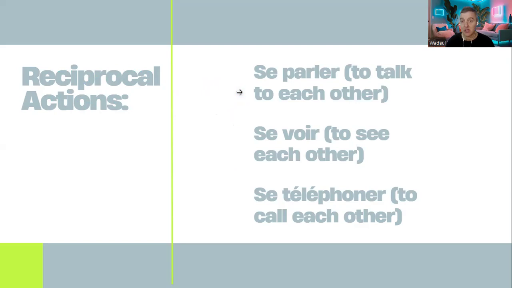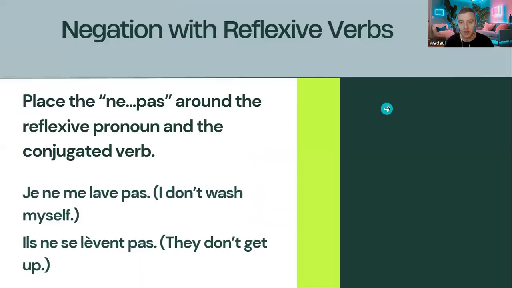So when you want to express like to talk to each other, to see each other, to call each other, we just, because parler is a verb, voir is a verb, téléphoner is a verb, but you can put it reflective and then it means to talk to each other. Like, je te parle, I'm talking to you. Okay? Like je te vois, I'm seeing you. Je te téléphone, I'm calling you. Là, you call me, c'est tu me téléphones, and you can use it that way, okay?